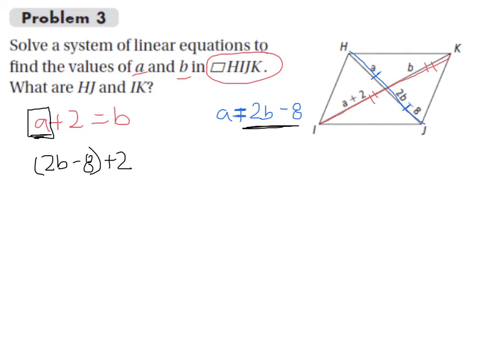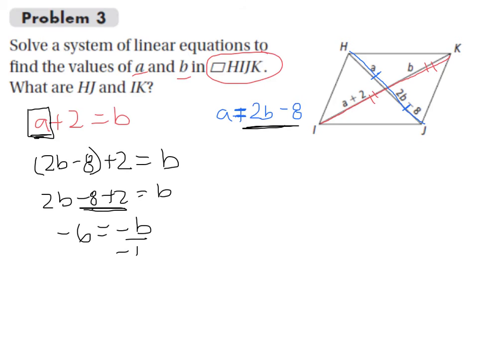And then I'm still going to finish out the rest of my problem. So now I'm going to solve this for b. I don't really need these parentheses there. So I have 2b minus 8 plus 2 is equal to b. So I'm going to subtract 2b from both sides, and I'm also going to combine my like terms here. So this is going to become negative 6 is equal to negative b.